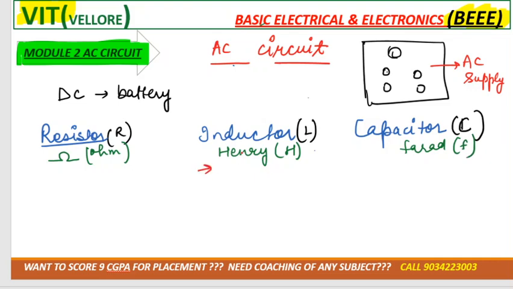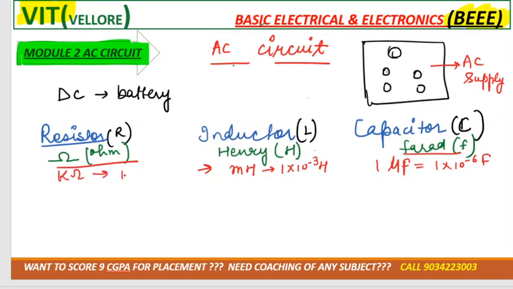But most of the time you will get the inductor value in millihenry. So you need to convert it into the standard unit. What is the standard unit? 1 millihenry is equal to 1 into 10 raised to power minus 3 henry. And you will get farad as microfarad. So 1 microfarad is equal to 1 into 10 raised to power minus 6 farad. Got it? Resistance, generally you will get it in ohms or maybe kilo ohms. So 1 kilo ohm is how much? 1 into 10 raised to power 3 ohm. Clear?